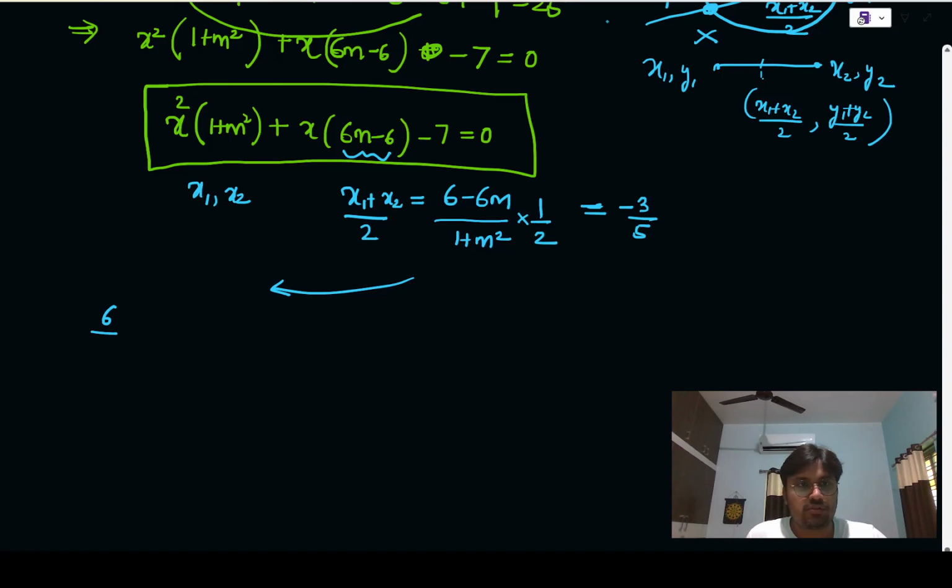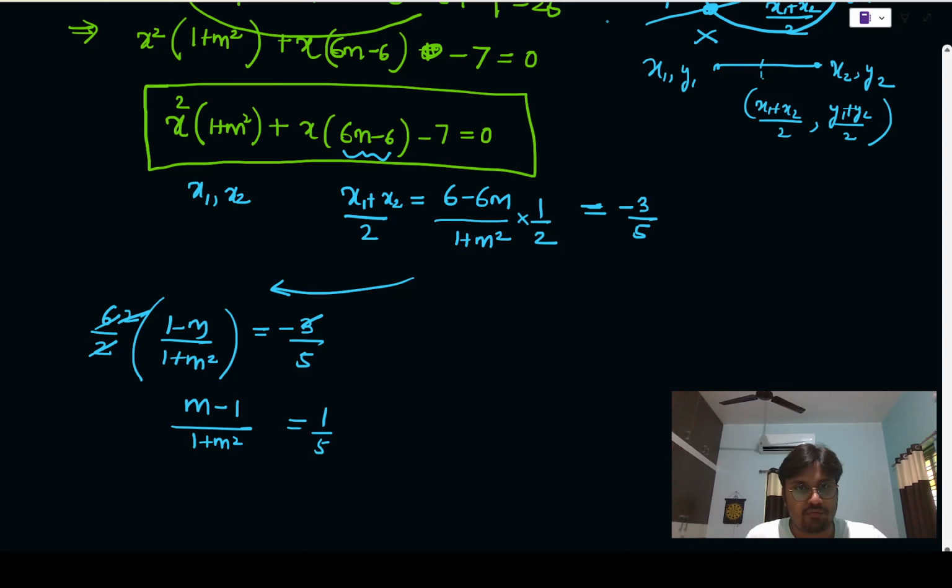Straightforward question. So it is 6 by 2 common 1 minus m divided by 1 plus m square is minus 3 by 5. This cuts off. 2. Is it cutting off? Yes, this is cutting off as well. So m minus 1 divided by 1 plus m square is 1 upon 5. We'll keep on simplifying. 5m minus 5 is 1 plus m square.